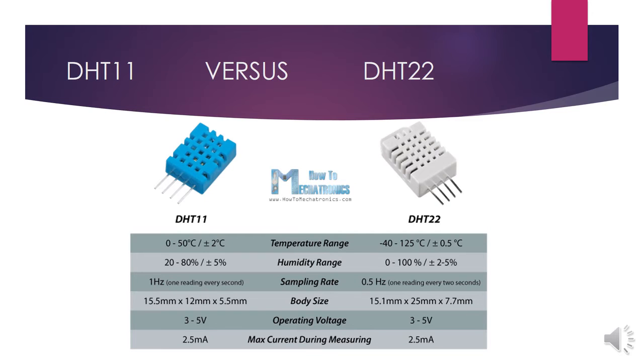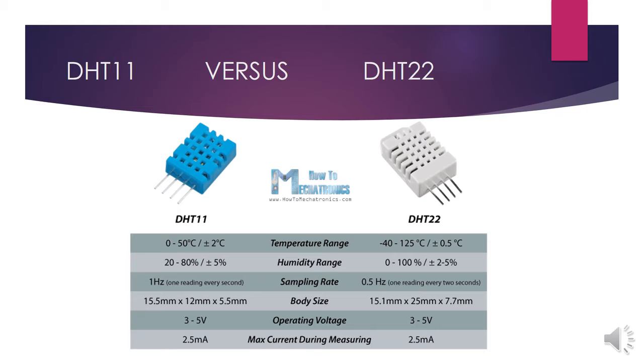These are some of the common differences between DHT11 and DHT22, which I have taken from the How to Mechatronics site. The main reason why DHT11 is better than DHT22 is the sampling rate. For DHT11, it is 1 Hz or 1 reading per second, whereas for DHT22, the sampling rate is 0.5 Hz or 1 reading every 2 seconds. Also, DHT11 has a smaller body size. The operating voltage for both sensors is nearly the same and the maximum current required is 2.5 milliamperes. But DHT11 is preferred over DHT22 because of its sampling rate.